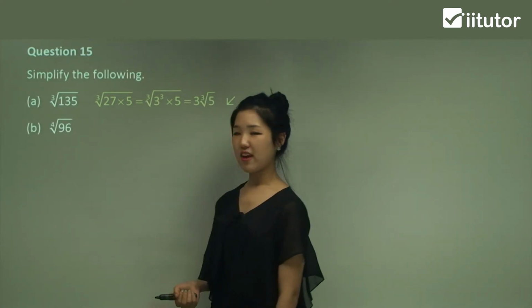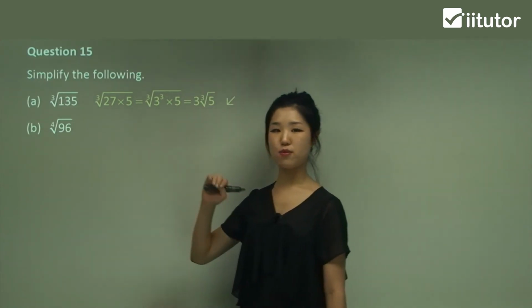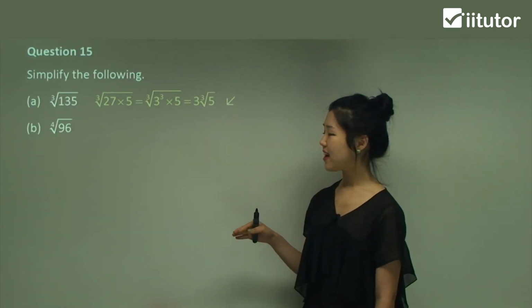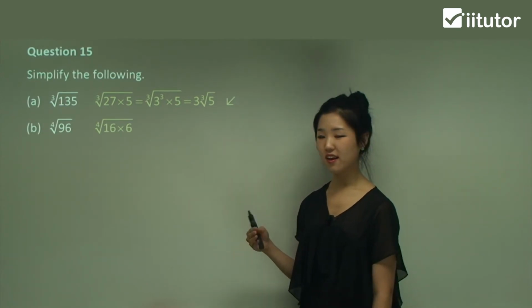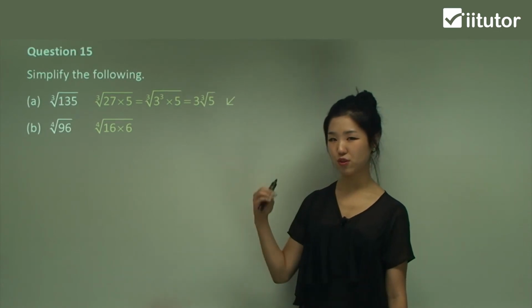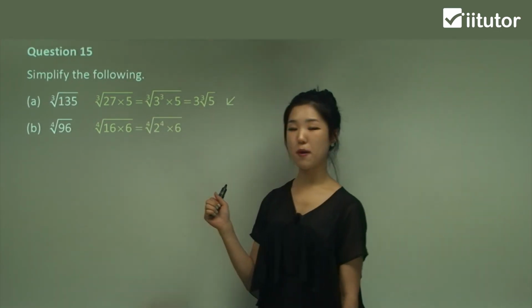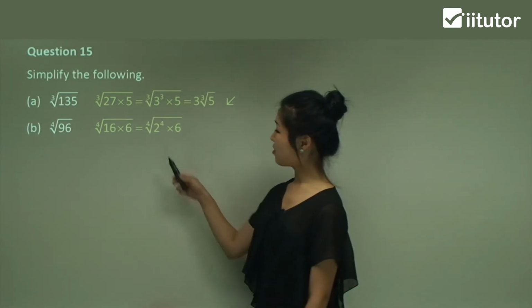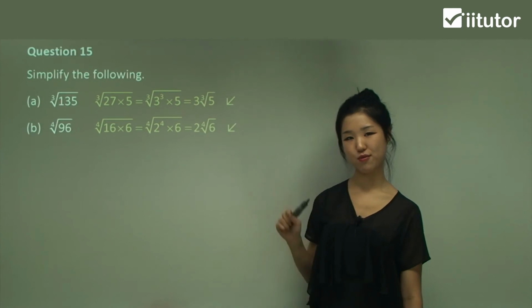96. Okay, we've got a power of 4 outside the root. So we've got to find groups of 4 of the same kind. Now 96, guys, I can see that it's 16 times 6. Again, you might have to figure this out by using a bit more time. Do some working out. Now 16, we know that that's 2 to the power 4, isn't it? So 2 can pop out and only the 6 remains inside the 4th root.